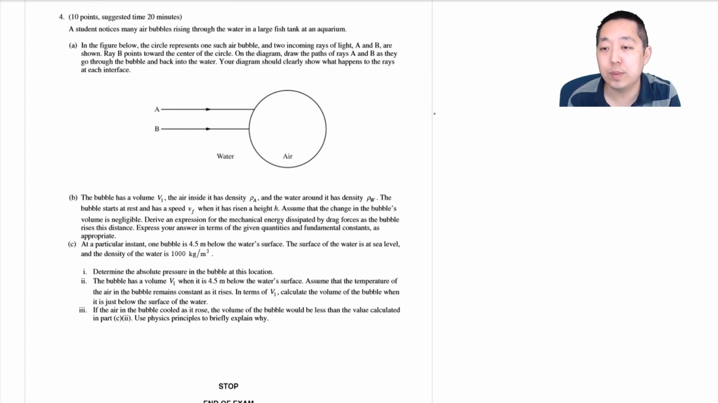So a student notices many air bubbles rising through the water in a large fish tank at an aquarium. In the figure below, the circle represents one such air bubble, and two incoming rays of light, A and B, are shown. Ray B points towards the center of the circle. On the diagram, draw the paths of ray A and B as they go through the bubble and back into the water. Your diagram should clearly show what happens to the rays at each interface.